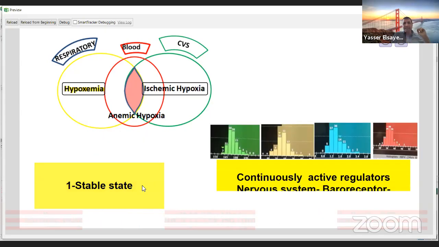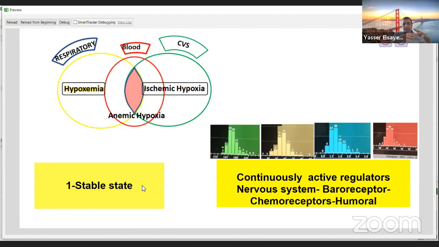And the body can maintain the stable state of oxygen delivery all over the hour, from second to second, through the nervous system, by the autonomic nervous system, basically maintaining normal heart rate, maintaining also the humoral factors, maintaining the vascular stability and vascular tone.